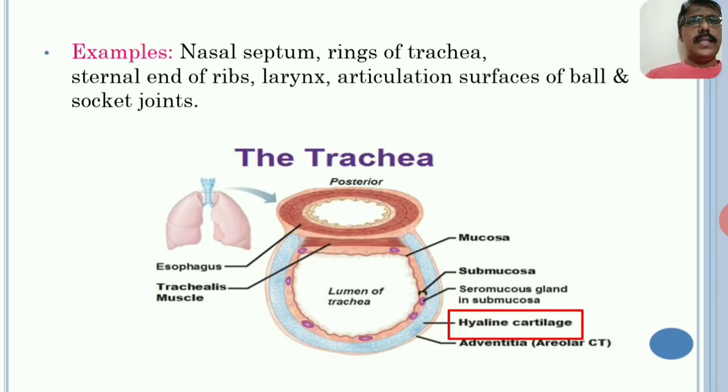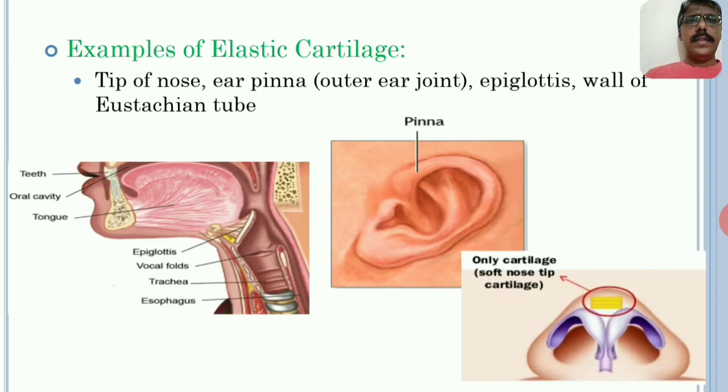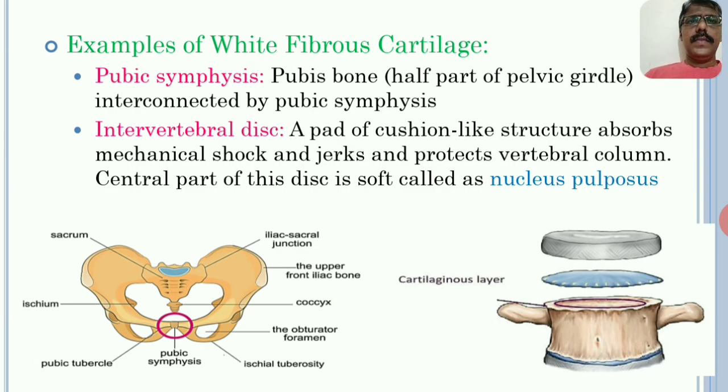Next, examples: nasal septum, rings of trachea, sternum end of ribs, larynx, articulation surfaces of ball and socket joints. These are the examples. Next, examples of elastic cartilage: tip of nose, ear pinna, that is outer ear joint, epiglottis, wall of eustachian tube. You can see in the diagrams here.